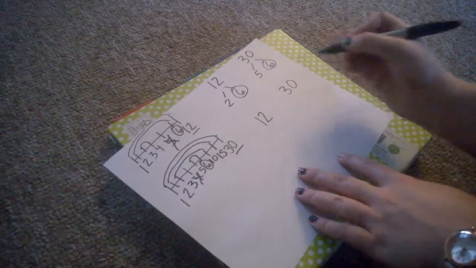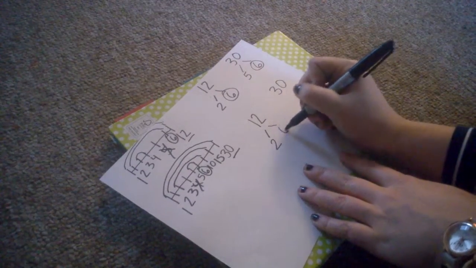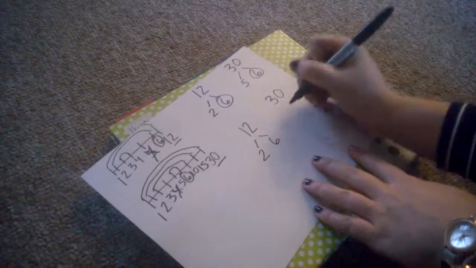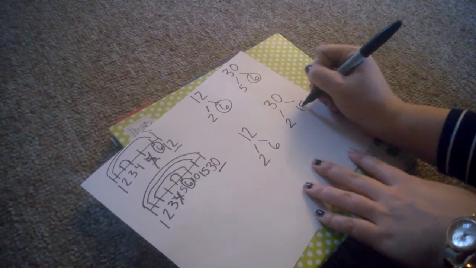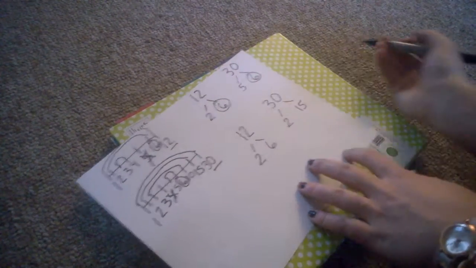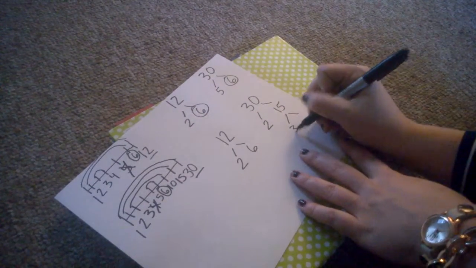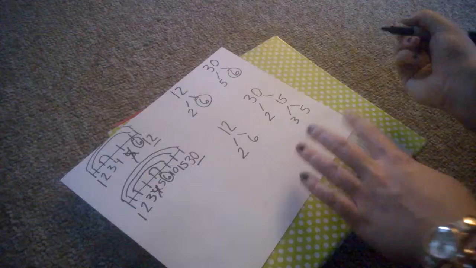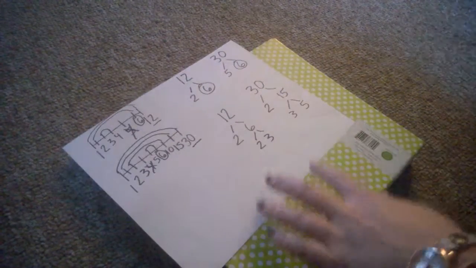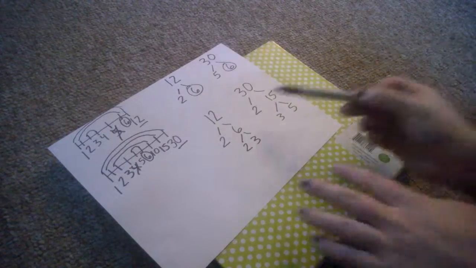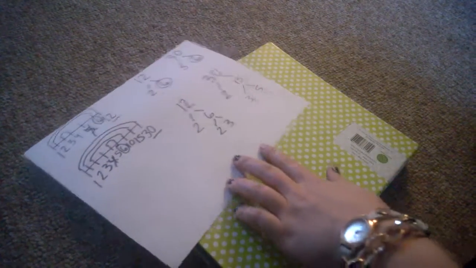This time we're going to break 30 down a little bit differently. Well, 2 and 6 makes 12. And if we break it down like this, 2 and 15 makes 30, we can break 15 down into 3 and 5. And we can break 6 down into 2 and 3. But if we look here, we don't see that 6 is the greatest common multiple.